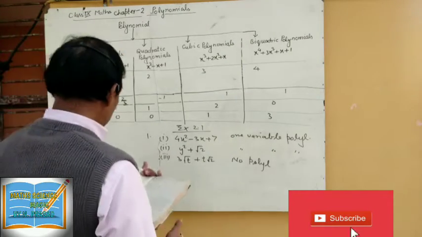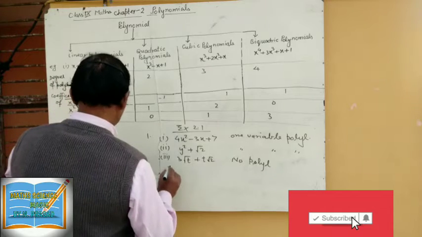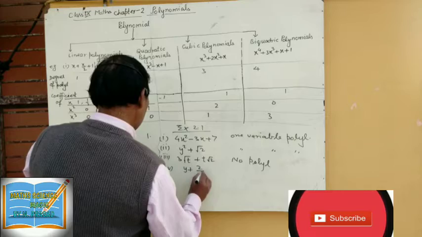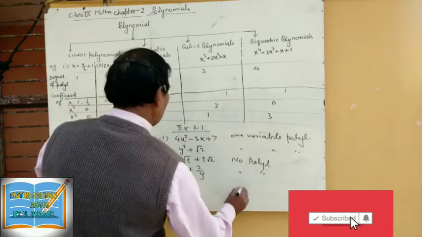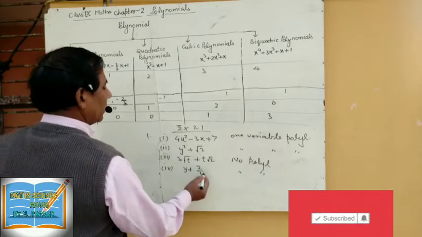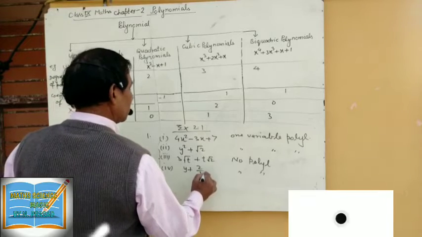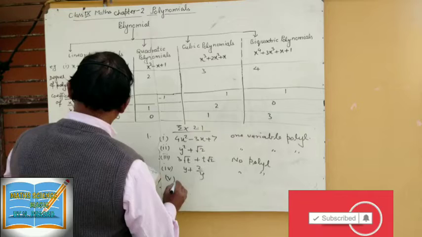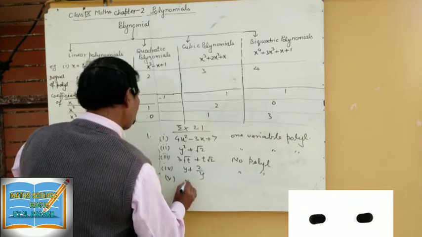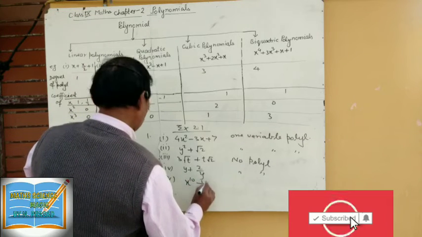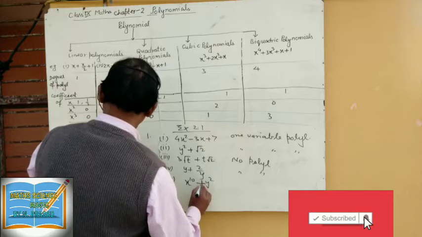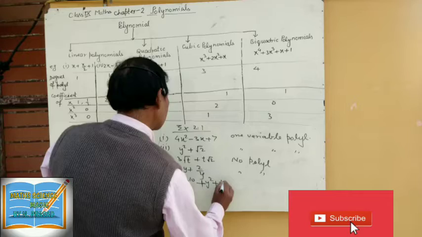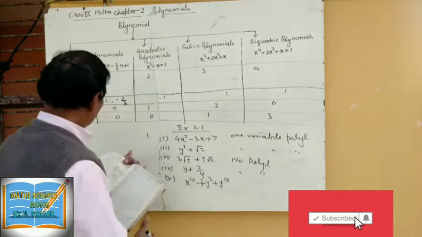And here another question is given. Fourth part. y plus 2 by y. It is also not a polynomial because when we solve this, the power of y will be minus 1. That's why it is not a polynomial. And the fifth part is given, x power 10 plus y square plus t power 10. It is a polynomial.